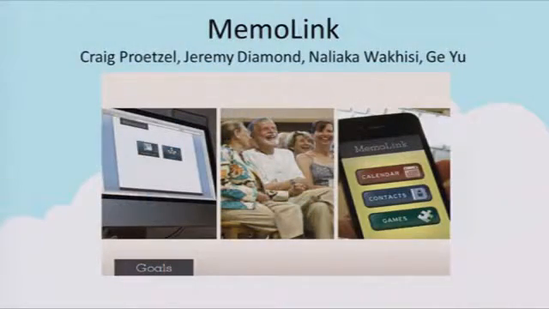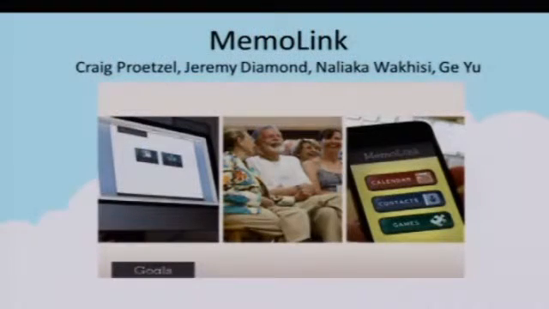MemoLink. So MemoLink is a mobile app that's for use by people with mild cognitive impairment through early stage Alzheimer's. Let me talk about that. At the moment, there are 5 million people in the United States with Alzheimer's. There's an equal number, if not more, with something called mild cognitive impairment, which often is on the path to early stage and then late stage Alzheimer's.